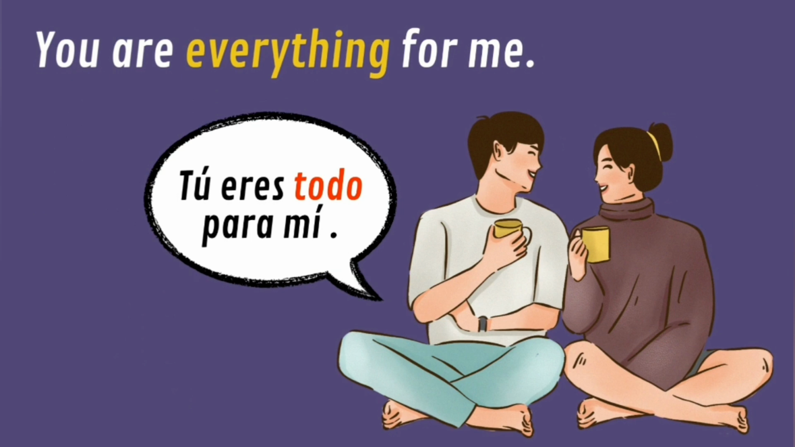And now I have this other example, okay? You are everything for me. You're talking about what? A person, okay? Tú eres, you are, tú eres, everything, todo, for me, para mí. Okay, so here you don't have to use the words lo que with everything. You just have to say todo, everything. You are everything to me, or you are everything for me. Tú eres todo para mí.